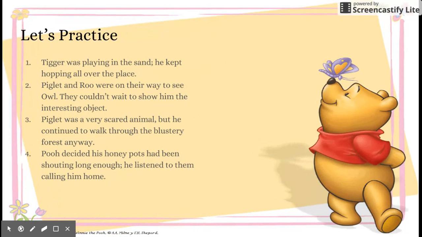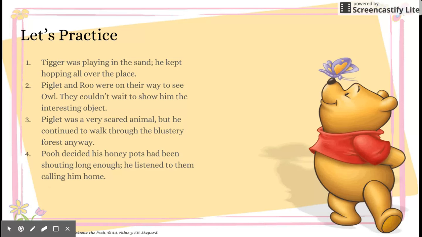So here's some practice. You want to try and find out what the pronouns are in each sentence and who is the antecedent. So I'm going to read these out loud and then give you an opportunity to write these down.